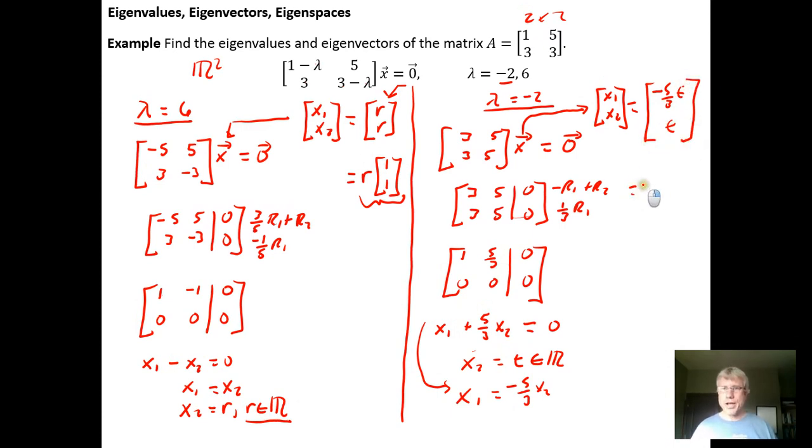And that t could be factored off if I wanted to. It would give me a -5/3 and a 1 as my eigenvector that goes with lambda equals -2. There'd be other forms. If we didn't want the fractional form here, we could clear this denominator out if we wanted to, be easy enough to do. But we'll fuss with that another time.